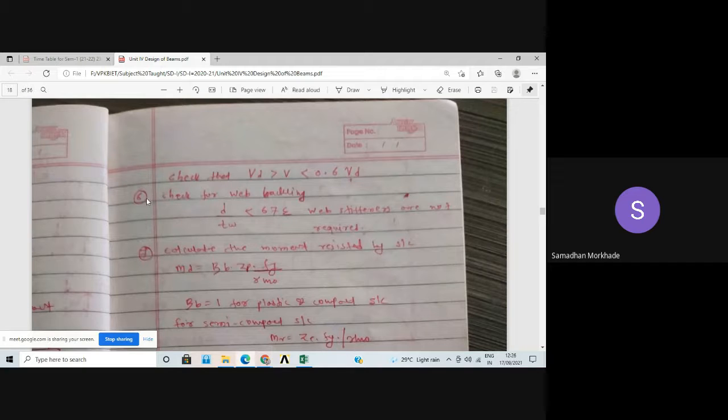After that, step number 6 is check for web buckling. Okay, see, the code says that if d by tw ratio is less than 67 epsilon, web stiffeners are not required. So, okay, what stiffeners are, we are going to discuss in unit number 6. Stiffeners are nothing but additional steel plates provided to the web.